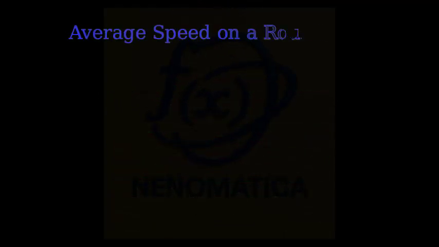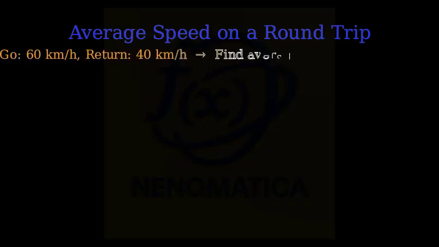In this lesson, we will find the average speed for a round trip when the going speed is 60 kilometers per hour and the return speed is 40 kilometers per hour. We will carefully visualize the motion, avoid a common mistake, and then compute the correct answer step by step.